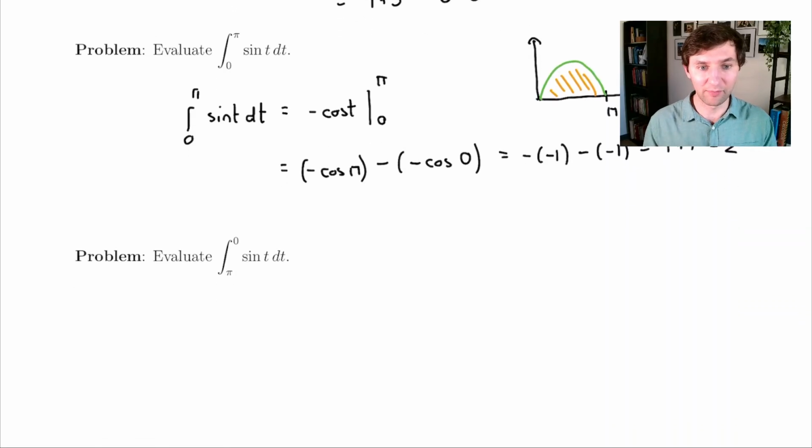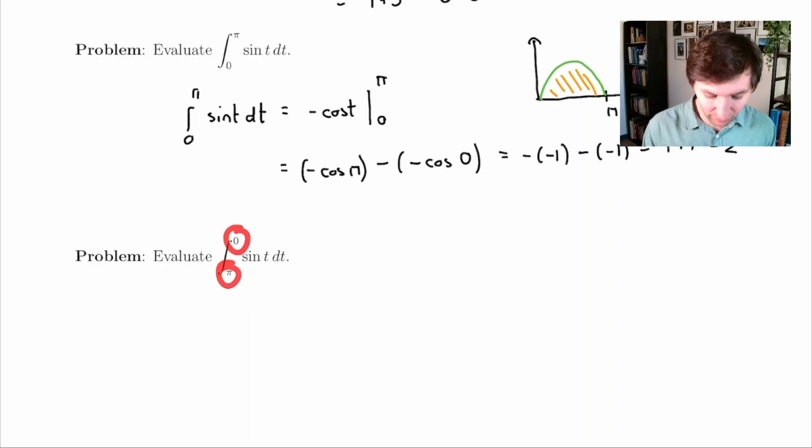I have one more problem for us to try. If you would like to try this on your own, stop the video now. This definite integral is very similar to the previous one. The only difference is this one starts at pi, ends at 0, the previous one started at 0, ended at pi. One way to deal with this is to use one of the properties of definite integrals.